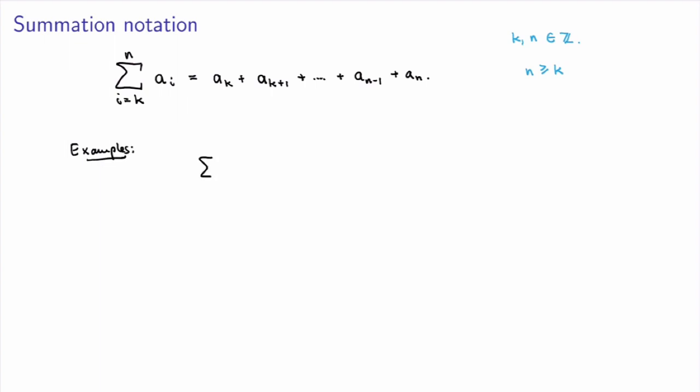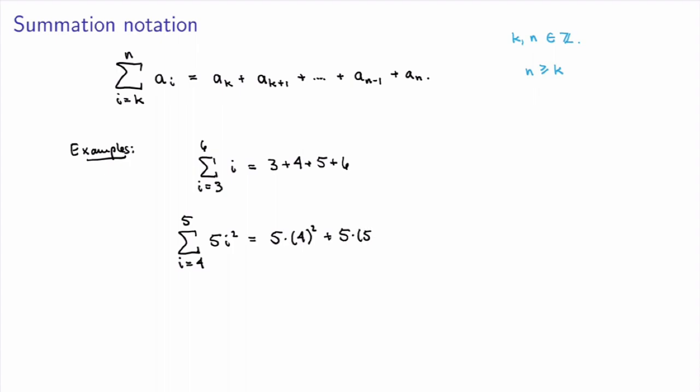If I write, for example, the sum from i equals 3 to 6 of i, what do I mean? I mean that I'm going to sum the object i with i running from 3 to 6. So I get 3 plus 4 plus 5 plus 6. This is exactly what this notation stands for. Another example: suppose I take the summation from i equals 4 to 5 of 5i squared. Again, I'm taking this term and adding up its value for i running from 4 to 5. In this case, there are only two terms in the summation. So I get first 5 times 4 squared plus 5 times 5 squared.